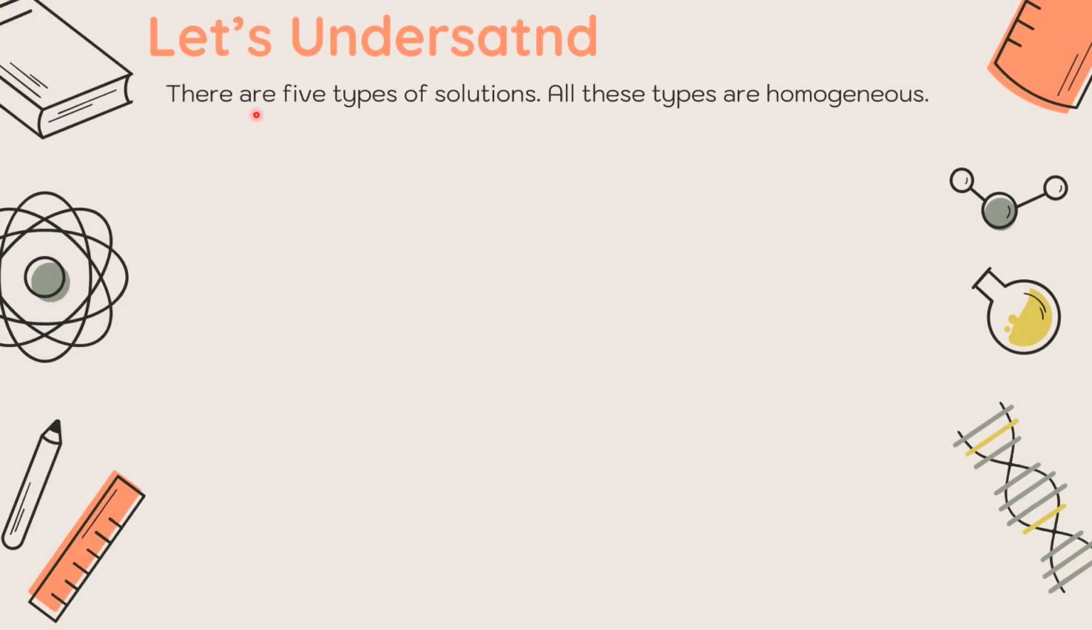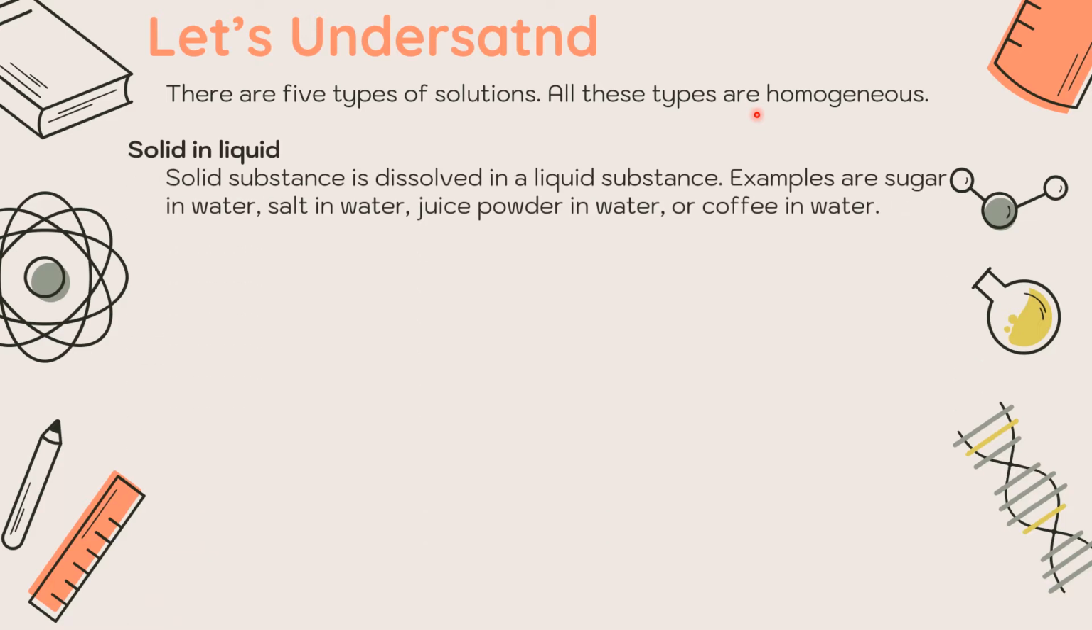There are 5 types of solutions. All these types are homogeneous. When we say homogeneous mixture, these are mixtures that have a uniform appearance. The first type is solid in liquid. A solid substance is dissolved in a liquid substance.